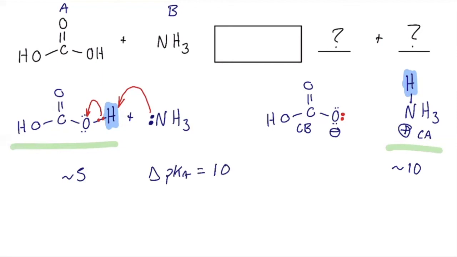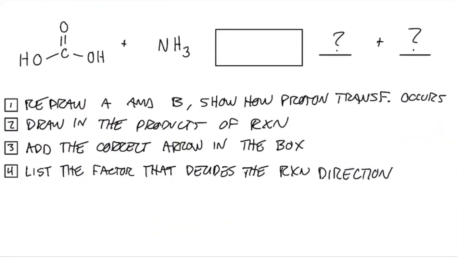Remember that is products minus reactants. So our delta pKa is going to be on the order of 5. That's still within that window of equilibrating. So we will want to choose the equilibrium arrow and put that in our box for our final answer, like so. And then the very last part is listing the factor that decides the reaction direction.